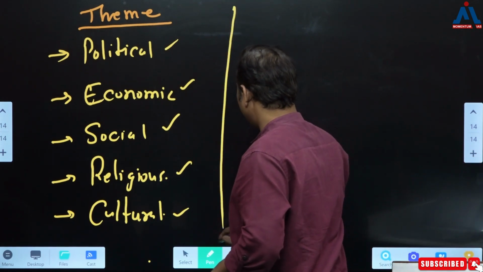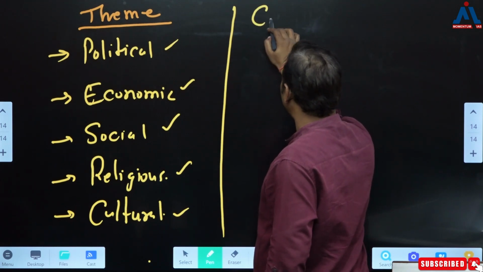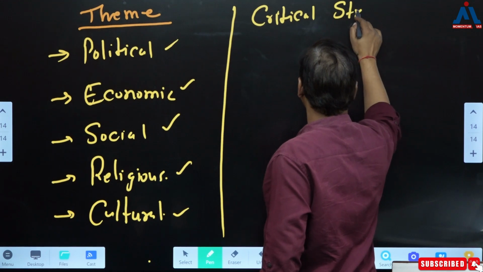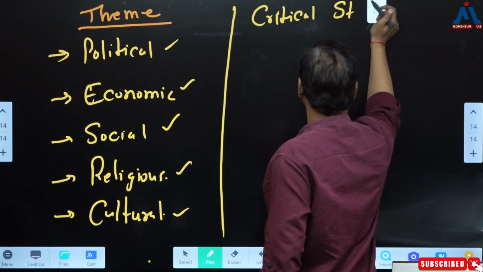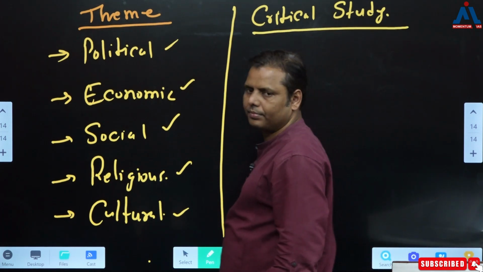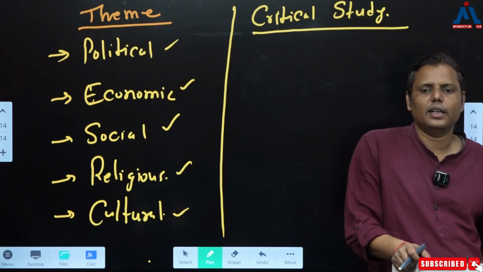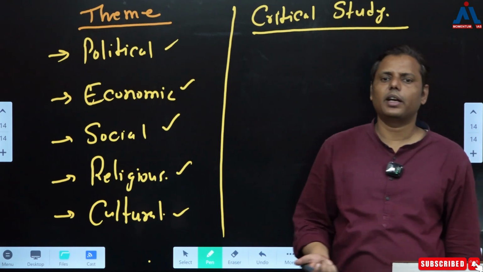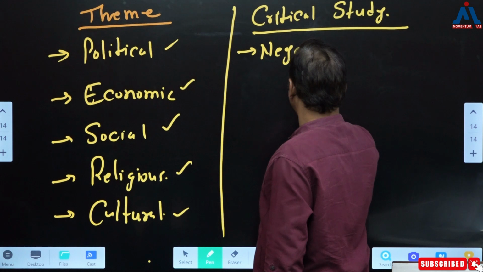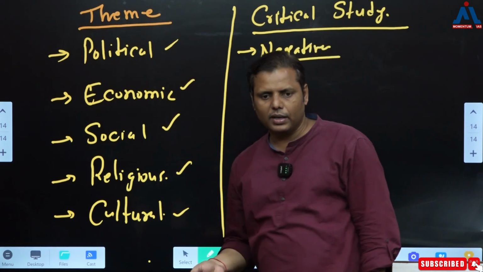Then the second thing you have to keep in mind is that there should be the critical study of the sources. Now what is that critical study of the sources? Some negative aspects, okay? Some negative dimensions, or how they are not fulfilling our criteria.